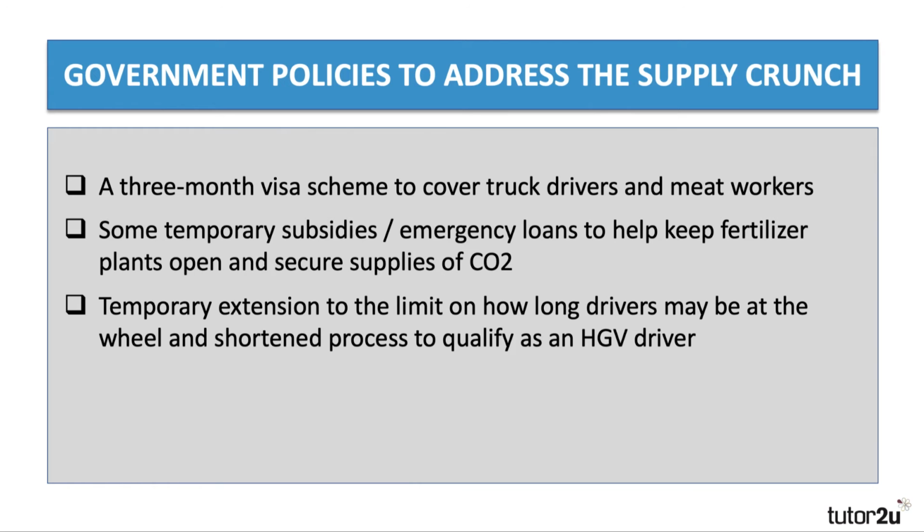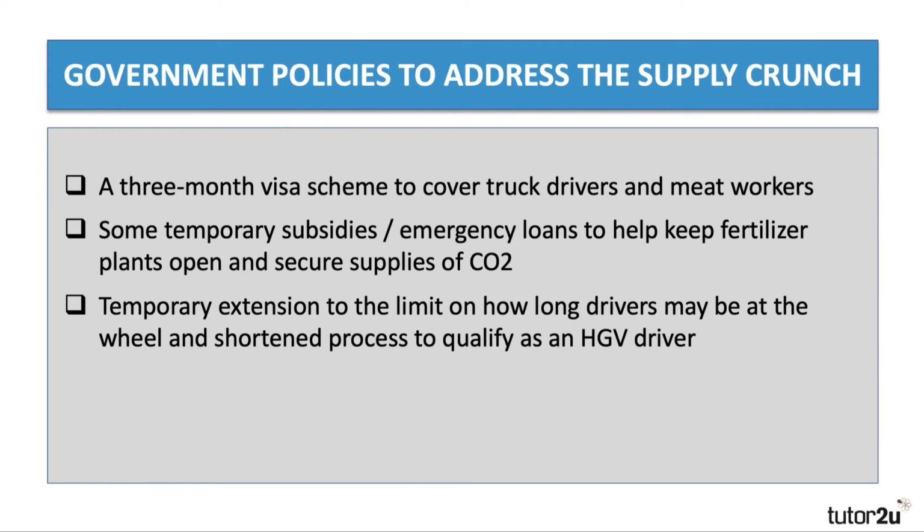Well, other things the government's done, they've provided some temporary subsidies, emergency loans to the fertiliser plants, which were being hit hard by an increase in the price of natural gas. And CO2, of course, is a byproduct from the production of fertiliser, used in lots of industries, including supermarket foods. So the government's providing some emergency funding.